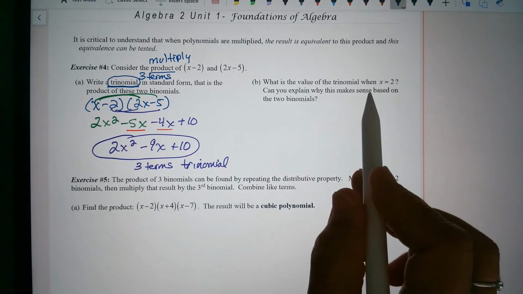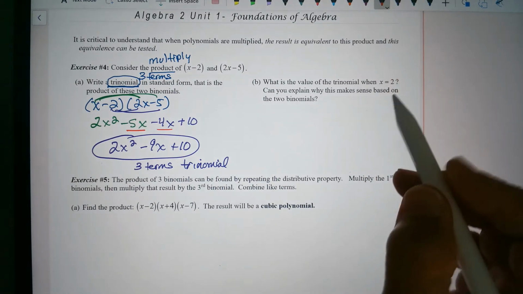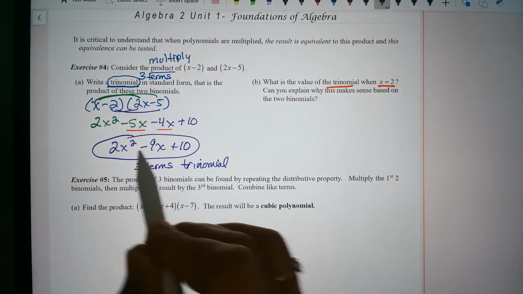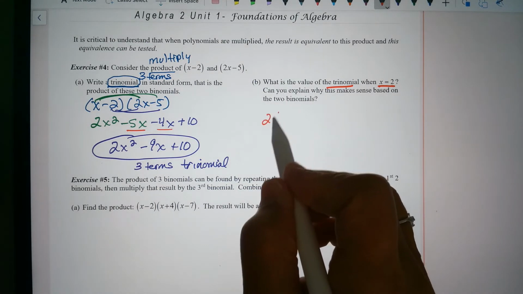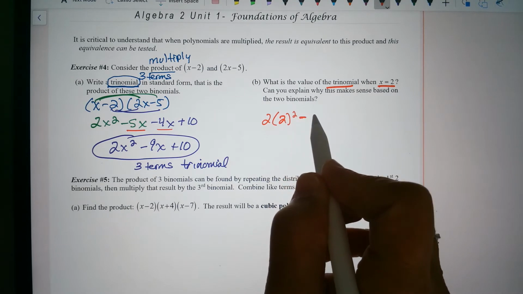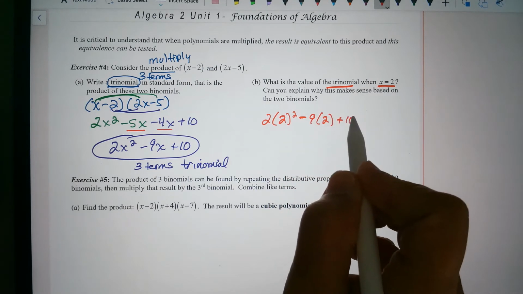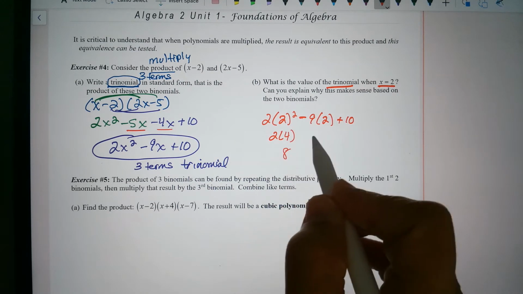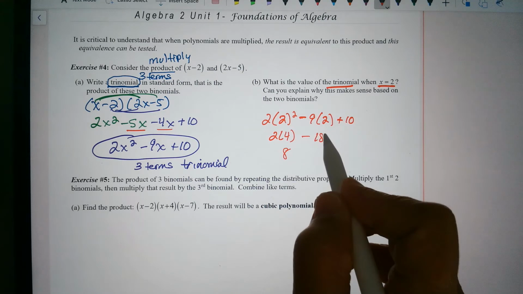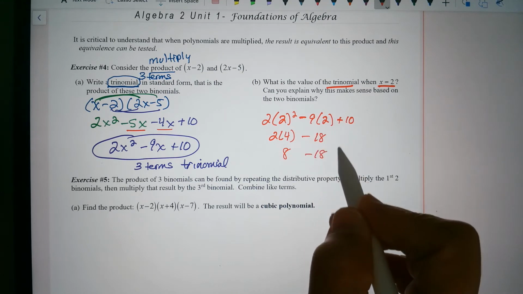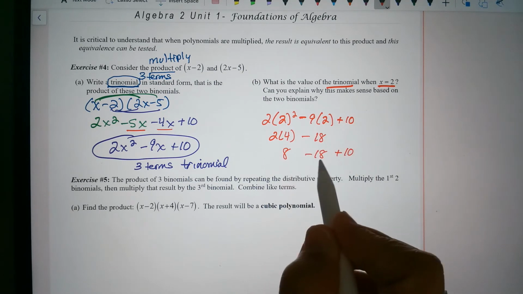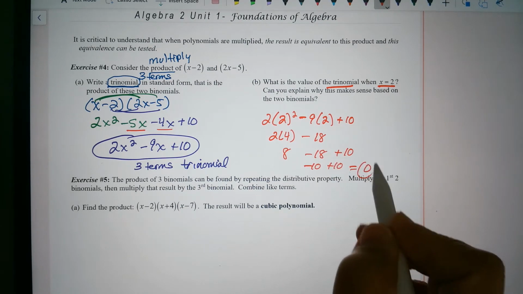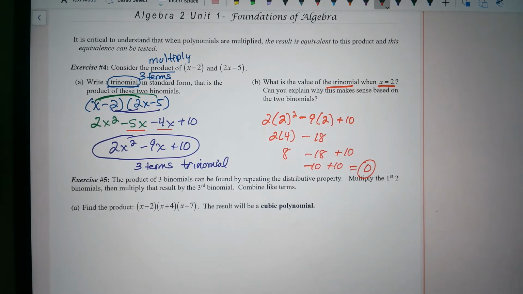What is the value of the trinomial when x equals 2? Okay, so we just substitute into our trinomial 2 for every x. So 2 times 2 squared minus 9 times 2 plus 10. 2 squared is 4. 2 times 4 is 8. Minus 9 times 2 is 18 plus 10. 8 minus 18 is negative 10 plus 10 equals 0. So the result is 0.